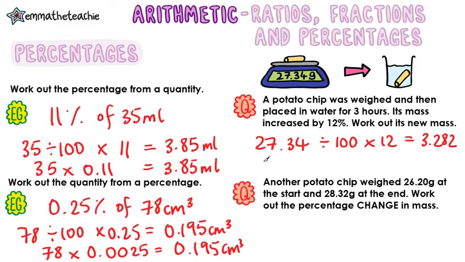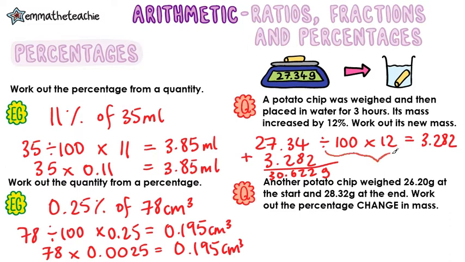And then because it says we want the new mass, that means we need to add this on to the old mass. So we need to add these two numbers together, and you can use your calculator for that. Let's see what we get. It's 30.622 grams.